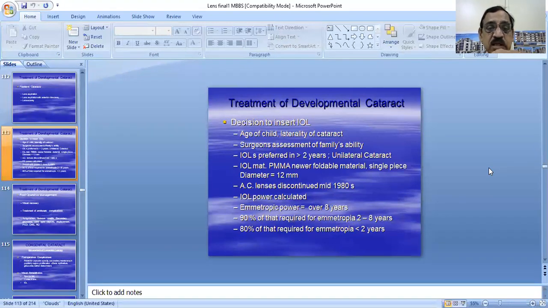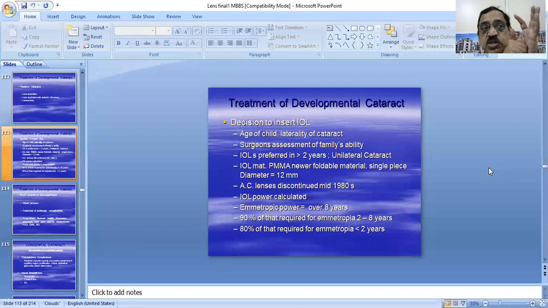IOL material previously used to be polymethyl methacrylate. Nowadays, actually, we have better materials, Acrysoft lenses and all these things, foldable lenses we are putting in. And it's a single piece IOL, and the diameter normally is around 12 millimeters. AC lenses, we never put actually in the children. It is discontinued. Maybe it was done previously. And IOL power calculation will have to be done.